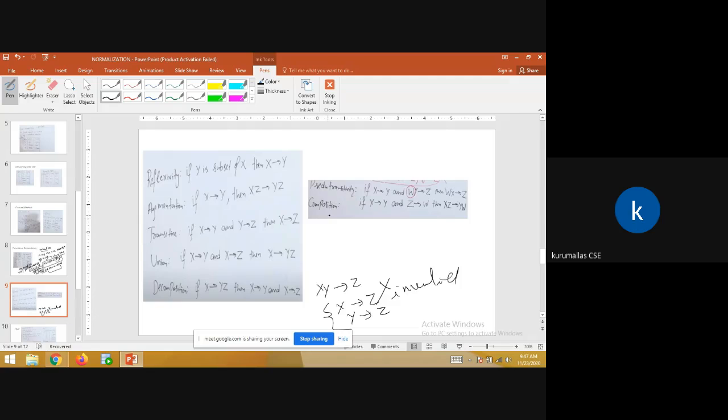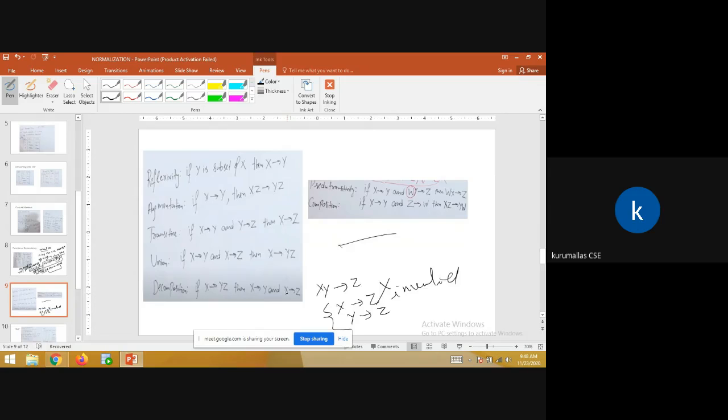And composition: if X tends to Y and Z tends to W, then we have to add these, XZ tends to YZ. We have to add the left side variables and the right side variables, so that XZ tends to YZ. This is about the properties of functional dependencies. So these are the different types of properties of functional dependencies and closure methods we have seen, right?